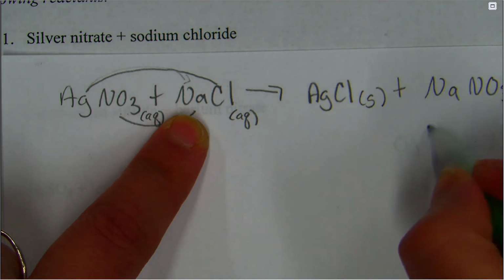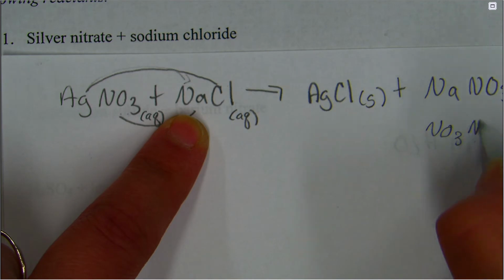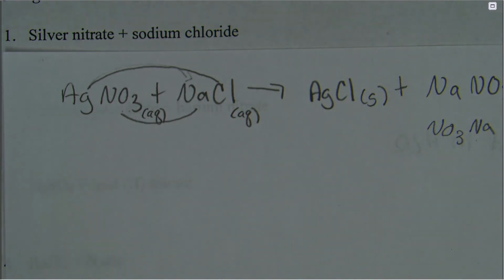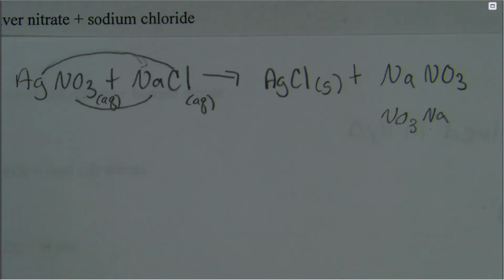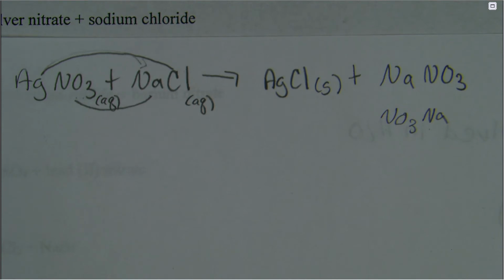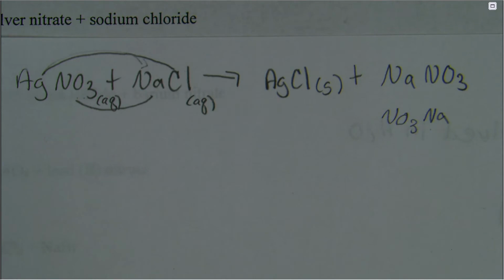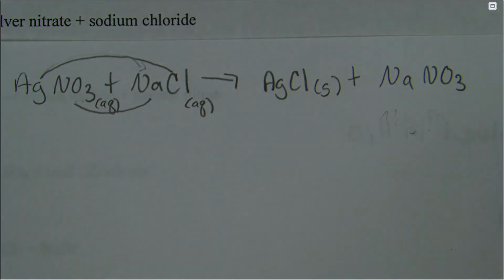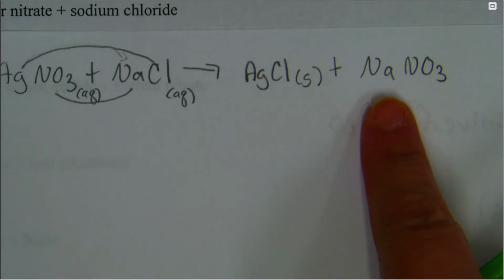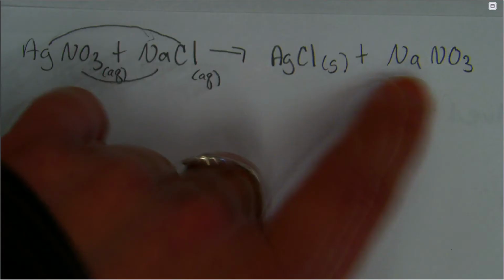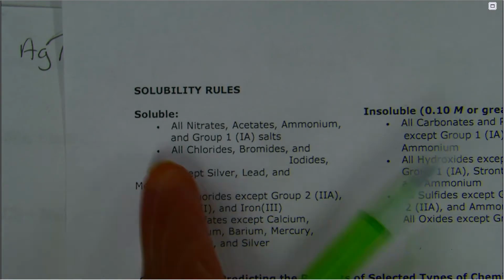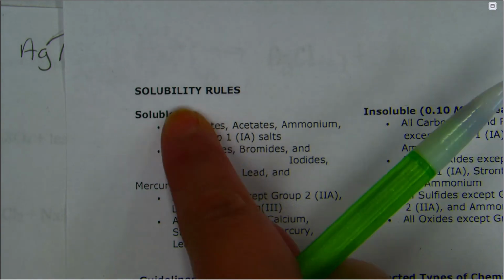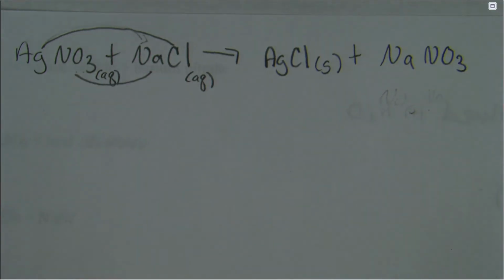If you write it in NO3Na, you will lose all points. That is not how we write a formula. We learned how to write formulas in Unit 1. We are now in Unit 6. We've had plenty of practice writing formulas at this point. It is my expectation you are able to do it correctly. The cation goes first. Now, sodium and nitrate. All nitrates and group 1As are always soluble, so this is going to be aqueous.